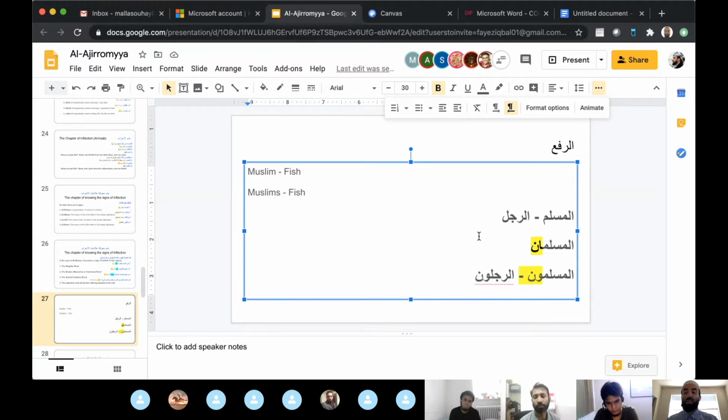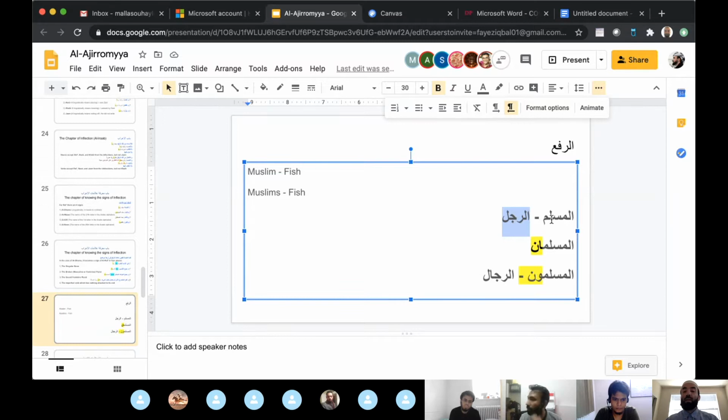So they would reject this. They would not understand what you're saying. The way you make ar-rajul plural is by doing this. It is by adding an alif between the jim and the lam. Now in Arabic we call this the broken plural. Why? Because it breaks the rules and it breaks the form of the noun.